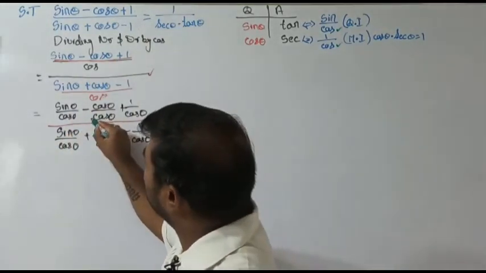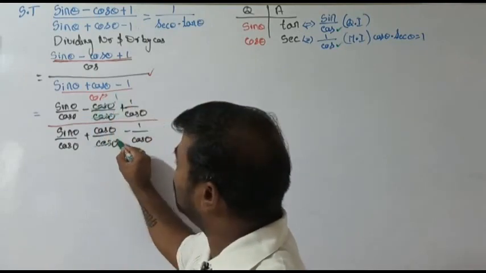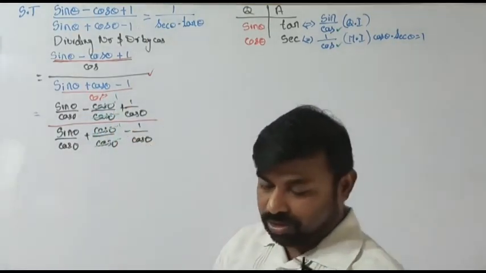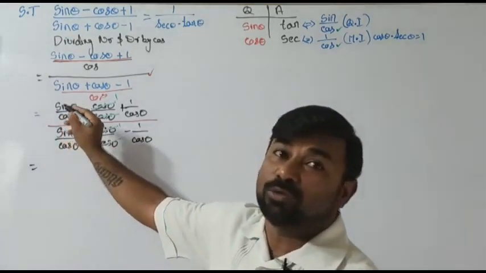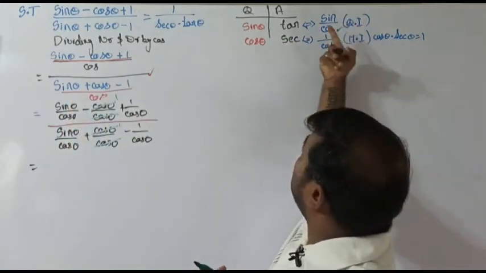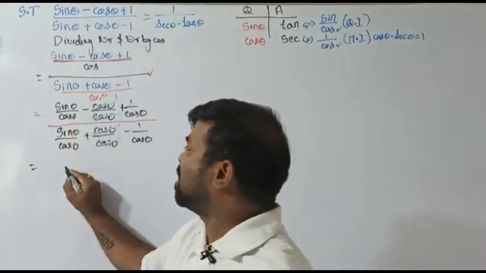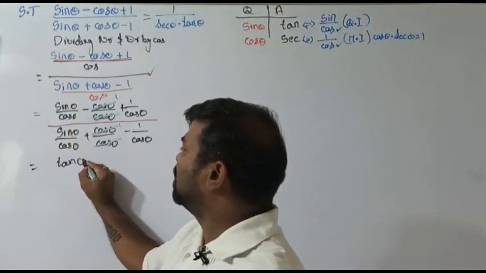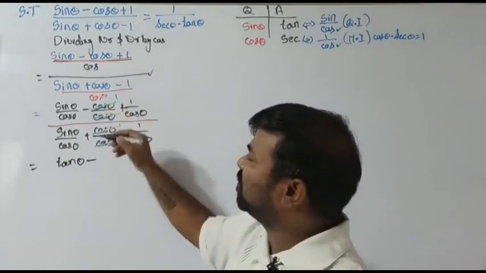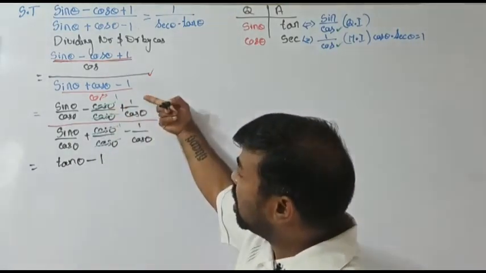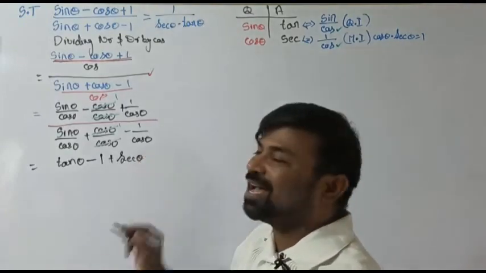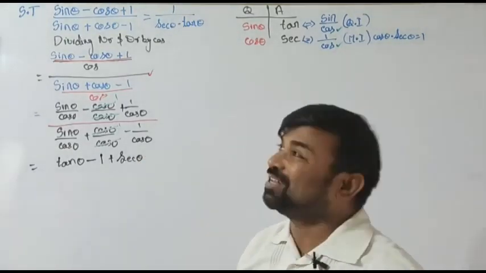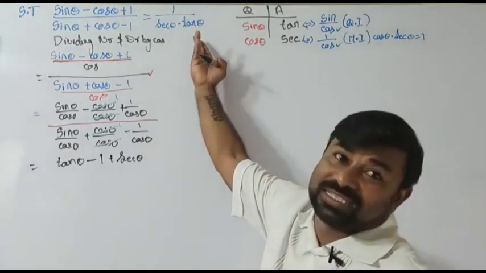So if you check it out, cos and cos get cancelled, cos and cos get cancelled. You got it? After cancellation, what is there? Sin by cos. How to write sin by cos? Just now I said sin by cos can be written as tan, right? Tan theta minus cos by cos. If you cancel it, what are we getting? 1. Now 1 by cos can be written as secant theta. See, we are reaching there. See, we are having it in terms of secant and tan.